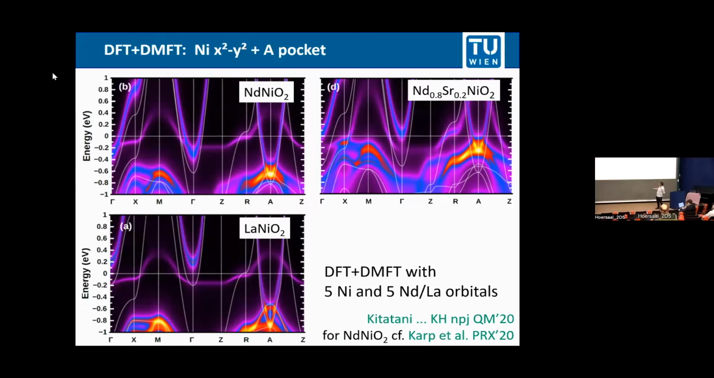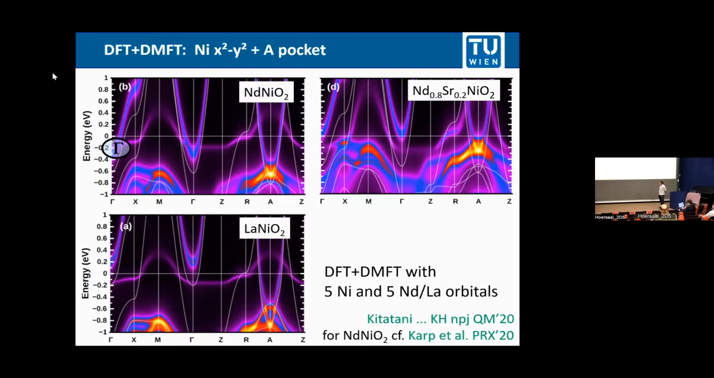White is the DFT from the last slide. And what you see here is that you have a quasi-particle renormalization by about a factor of five. Then you have some finite lifetimes here because these are calculations at room temperature, so you have electron scattering. And that is for lanthanum nickelate. If you look into further details, you see here the A pocket, which you also have seen in DFT. But the gamma pocket, which is present in the undoped neodymium nickelate, shifts above the Fermi energy for the lanthanum compound. It also shifts up in energy if you dope the system into the superconducting regime.